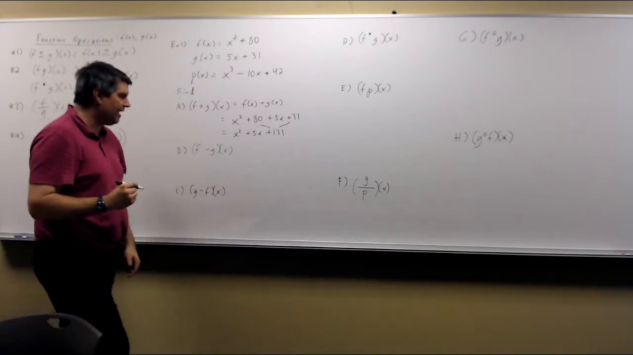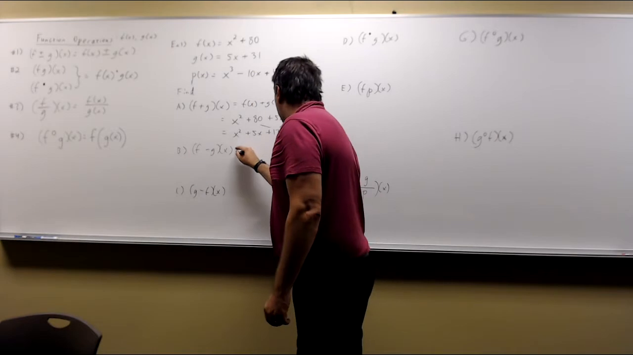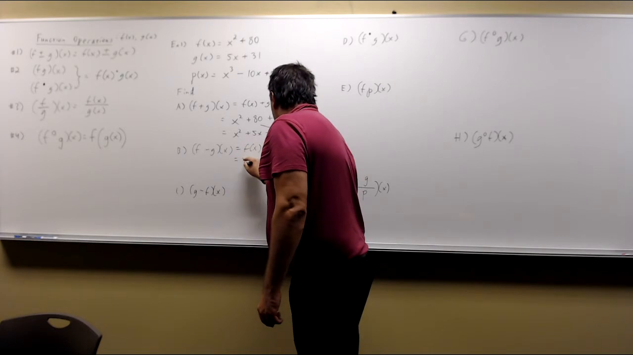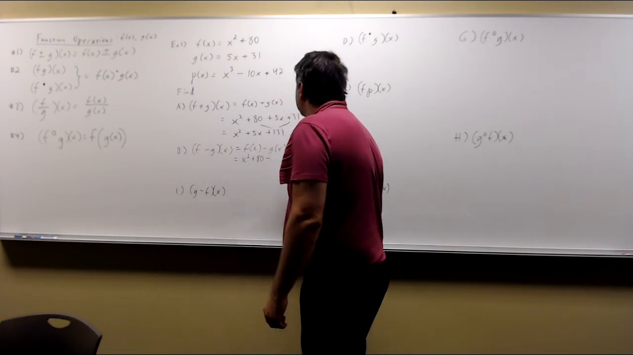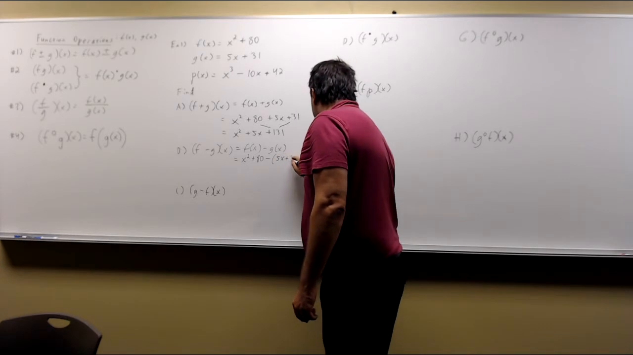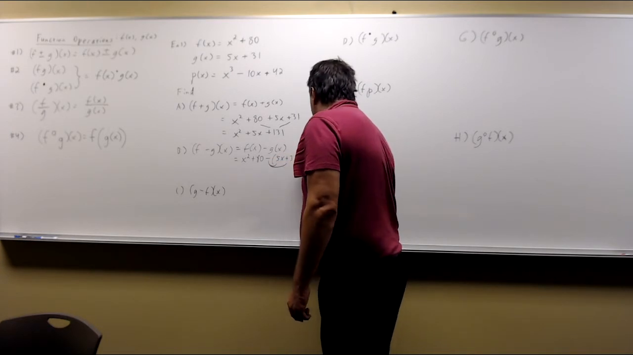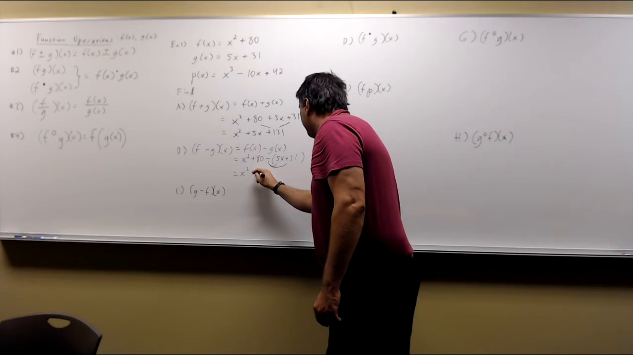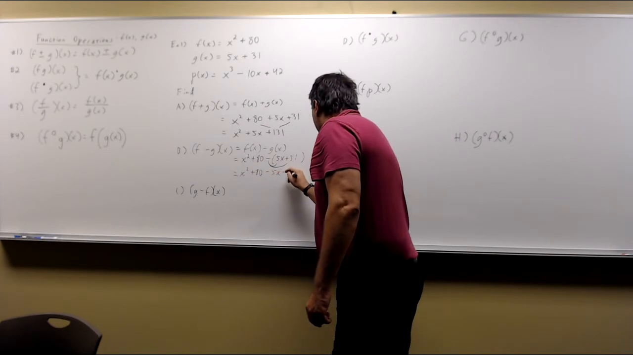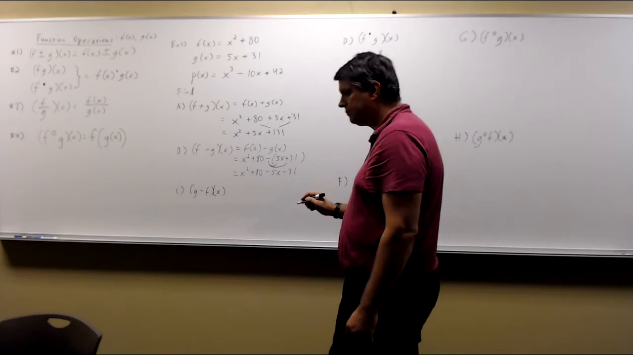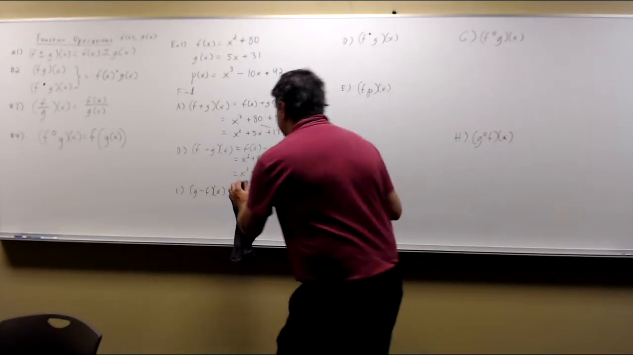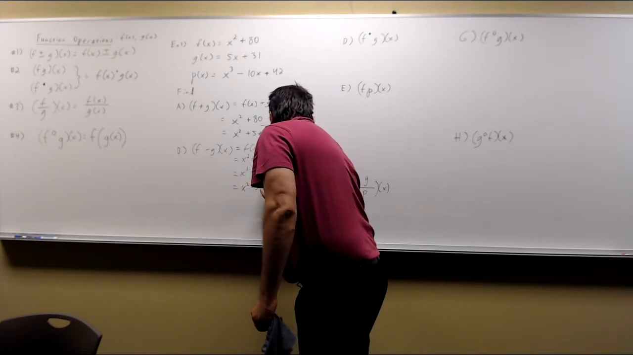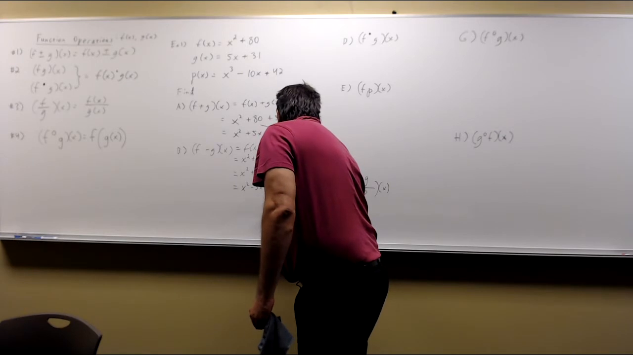Okay? F minus g of x is going to equal f of x minus g of x, which will be x squared plus 80 minus 5x plus 31. You would need to distribute the negative through, and you would end up with x squared plus 80 minus 5x minus 31. Okay, I'm going to move C down. So this is going to be x squared minus 5x plus 49.